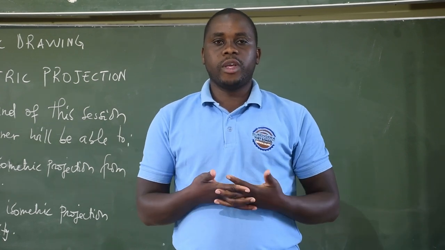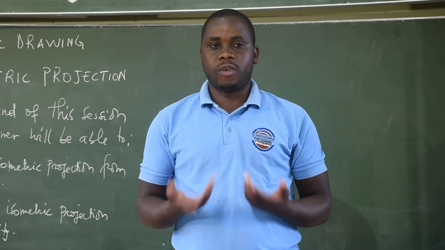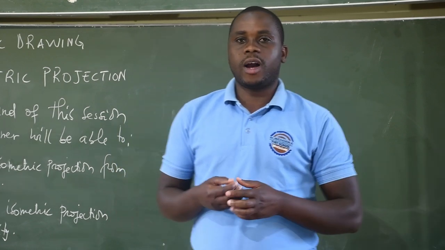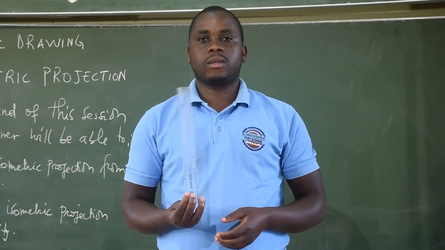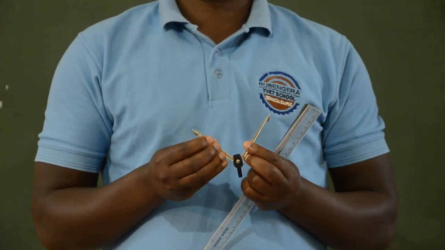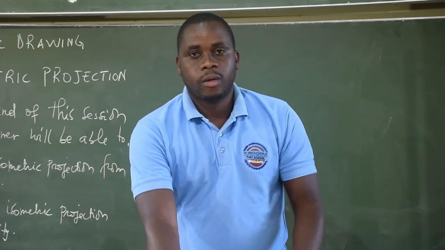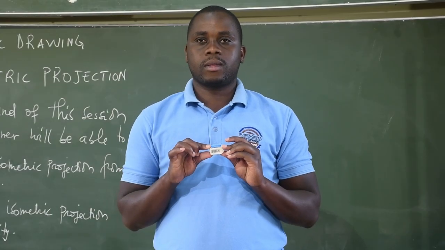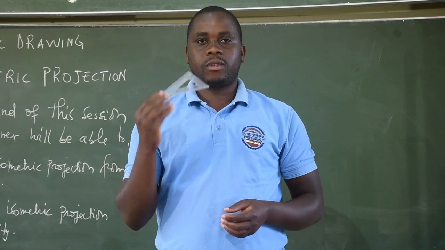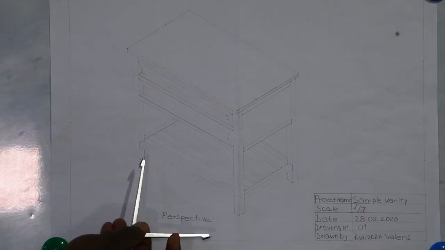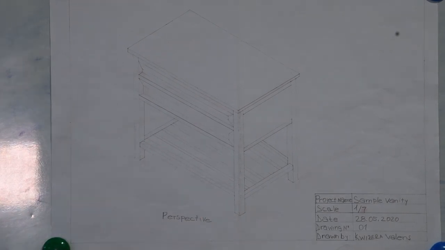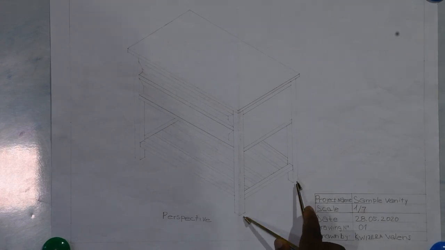So now, before we make a drawing, you must have an overview about drawing instruments. So the drawing instruments that we have: a ruler, a drawing pencil, a divider, a protractor, an eraser for erasing unwanted lines, and of course, a set square. We have again a compass for drawing circles and even arcs.